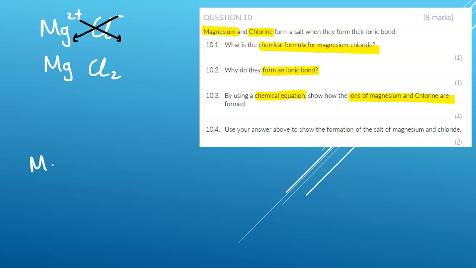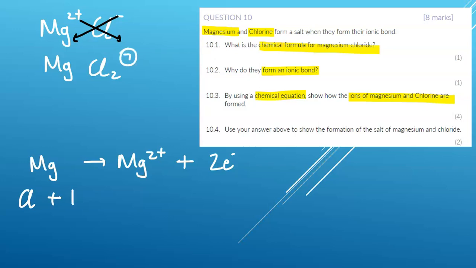So Maggie is in group 2. So we know that she will want to turn into Mg 2+, so that she can become a noble gas. And by becoming that noble gas, she gives away her 2 electrons. But chlorine, because chlorine already has 7 electrons, she will rather go and look for 1 extra electron so that she can also become a noble gas. She will just be Cl-.